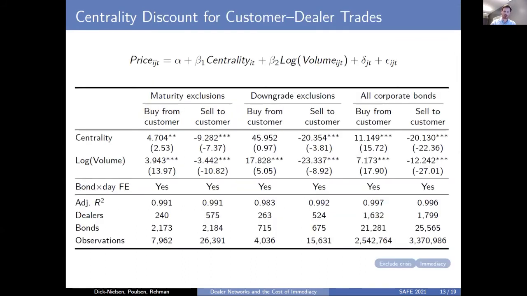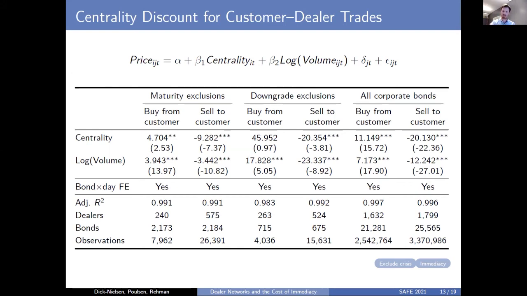So the regression we run is that we take the price for dealer I, bond J on day T, and regress it on the dealer's centrality score in the same month, and then we control for the amount of immediacy provided. If we look first at maturity exclusions, we find a positive coefficient estimate when dealers are buying from customers, and we find a negative coefficient estimate when dealers are selling to customers. So the fact that the core dealer buys at a higher price and sells at a lower price implies a lower bid-ask spread. So core dealers are charging lower transaction costs to customers compared to peripheral dealers.